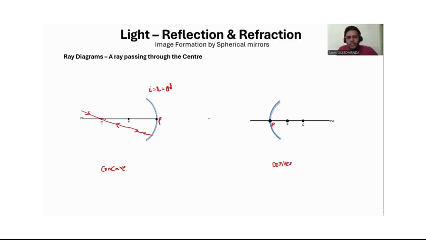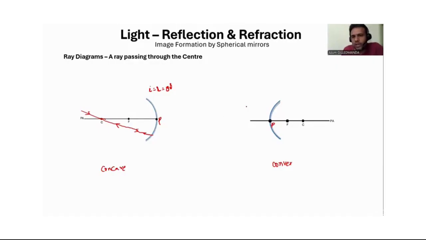Okay, this is important, guys. When an incident ray passes through the center of the curvature and is incident on the mirror, it reflects back along the same path of incidence. So here, both the incident ray and the reflected ray are the same.